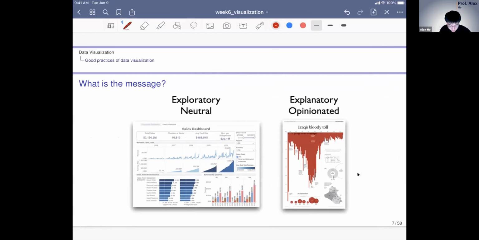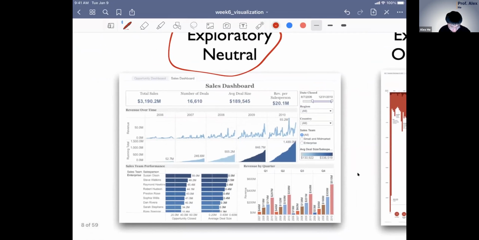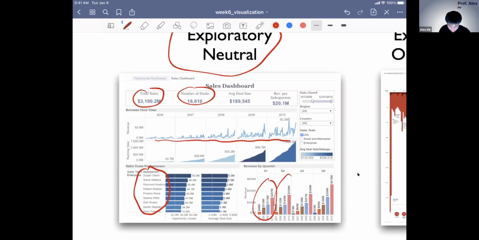And there are usually two kinds of figures. One is exploratory, and that is neutral. So like the one on the left, I don't know if it's big enough. This is the sales performance of some people, okay? So you can see the total sales, number of deals, and then the sales over time. And then you have the performance of the different salespersons. And then there's the revenue by quarter. So these are all facts, and they're presented in a very neutral manner. And then as a reader, you can read this figure and draw your own conclusions.